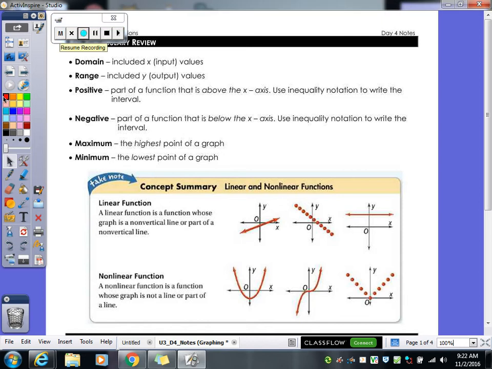So if you notice up top on your notes here, first thing I did is I went through those vocabulary words again. You need to know these vocabulary words. Domain and range. Domain is your x values. Range is your y values.